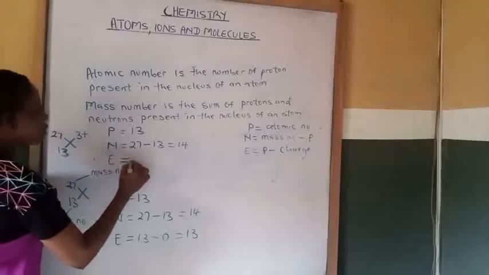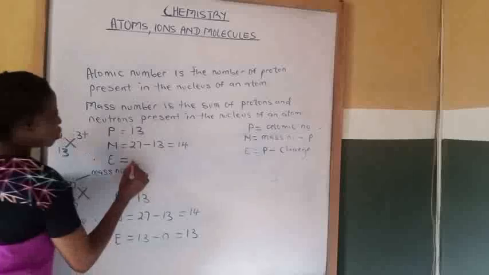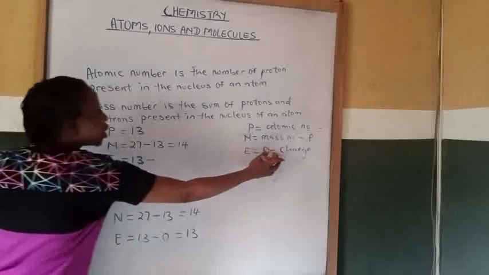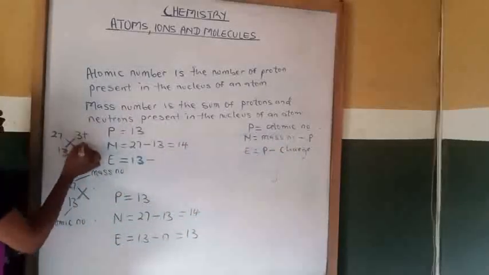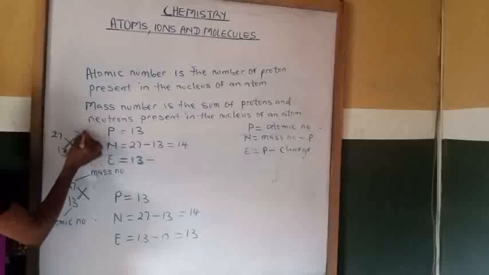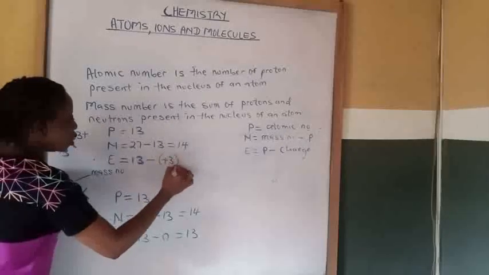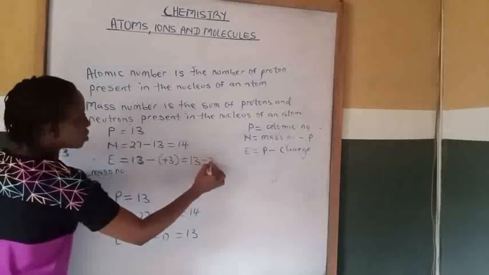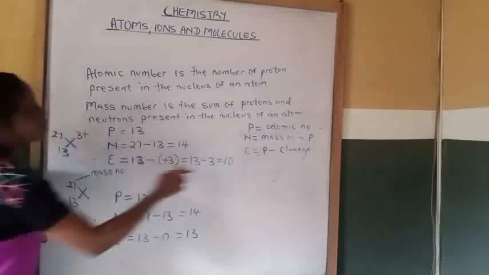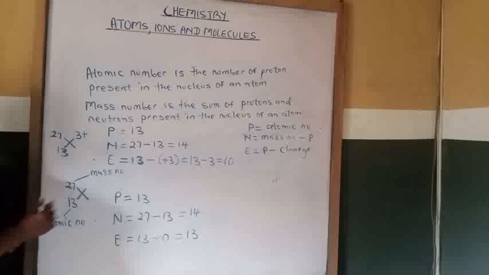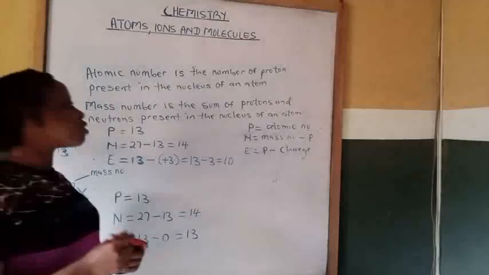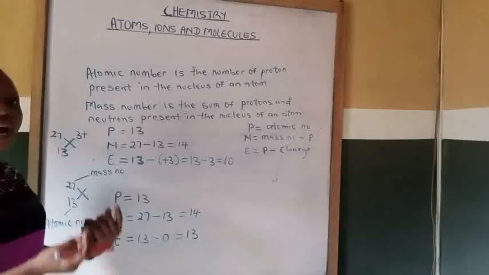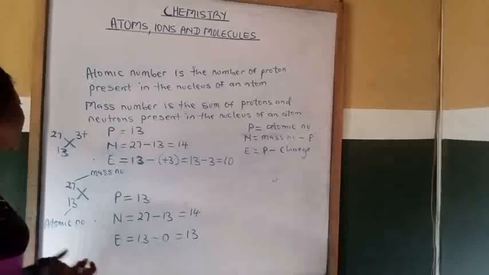Then to calculate the number of electron, electron is number of proton, which is 13, minus the number of charge. Then what is the charge on ion X? That is 3 plus. So 13 minus 3 will give us 10. So the number of electron for ion X equal to 10. So that is how to calculate the number of proton, neutron, and electron for an atom or for an ion.